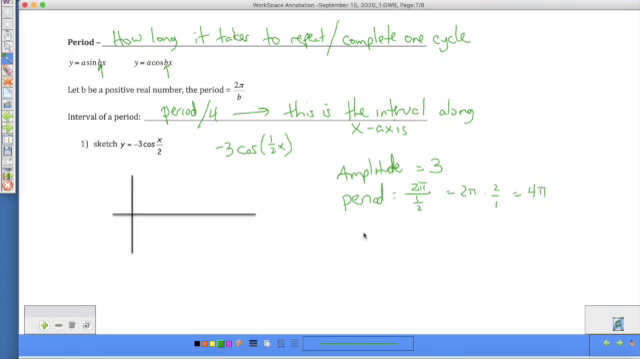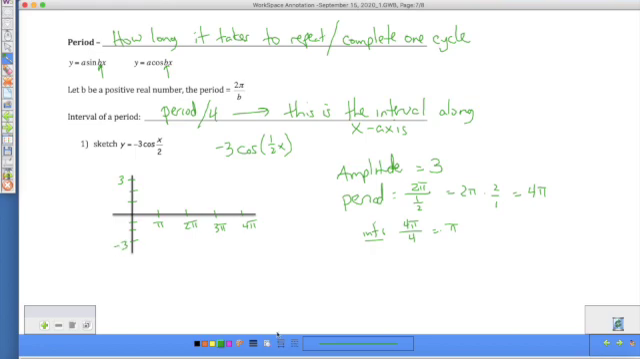Now the interval that we label our x-axis is your period, which is 4 pi, always divided by 4. So our interval now is going to be pi instead of pi over 2. So now it's pi, 2 pi, 3 pi, 4 pi. Amplitude is 3, so we're going up to 3 and down to negative 3.